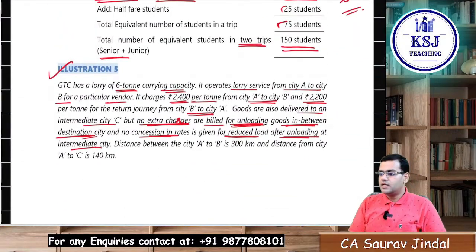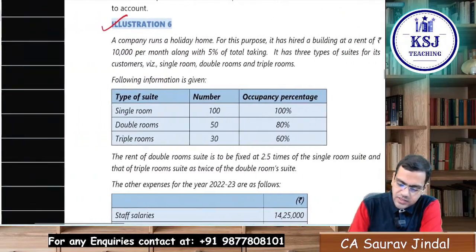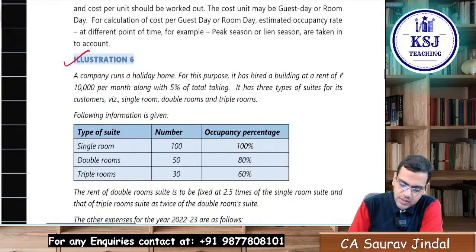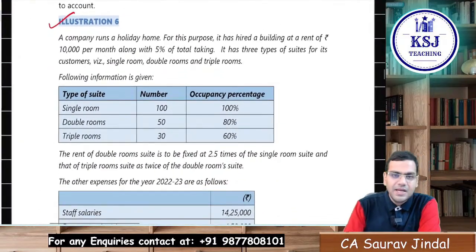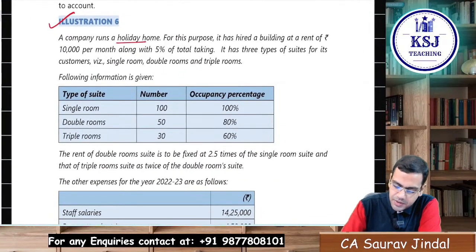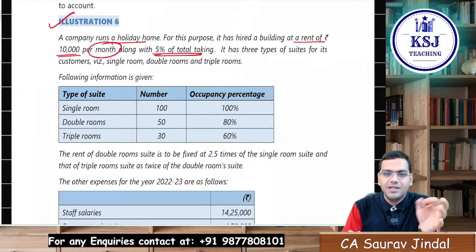Any doubts in illustration number 5? Right, so we are now moving on to hotel costing, sir. A company runs a holiday home. For this purpose, it has hired a building at a rent of 10,000 per month along with 5% of the total takings. So what will be the rent? Rent is 10,000 per month plus 5% of the total takings.